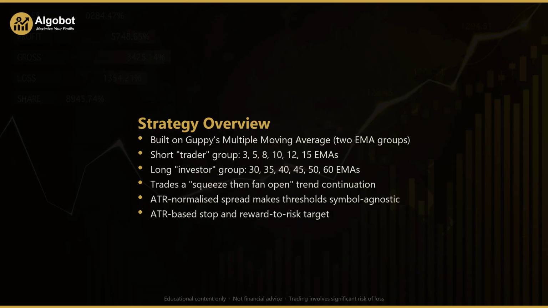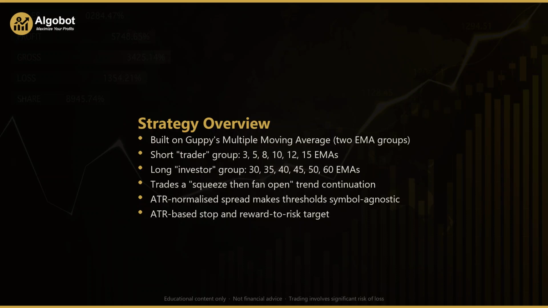The insight behind this tool is that no single line matters. What matters is the behavior of the two groups relative to each other. When the two groups are cleanly separated with the short group on top, the trend is considered healthy. During that trend, the trader group periodically compresses, meaning its lines bunch tightly together as a small countertrend pullback drains conviction. Then it fans open again as the fast crowd recommits in the direction of the slower investor group. This strategy is built to study that specific squeeze then fan open moment as a continuation signal.